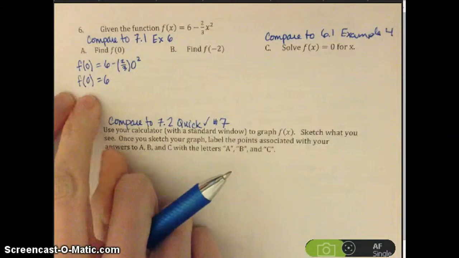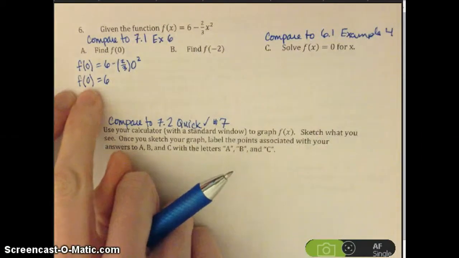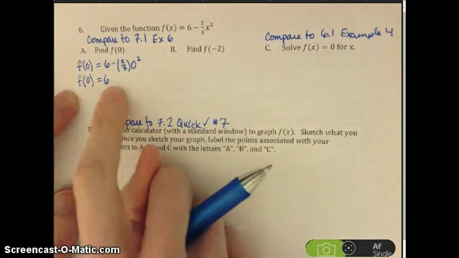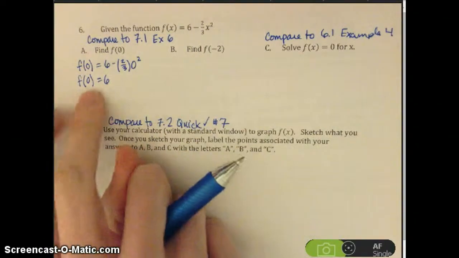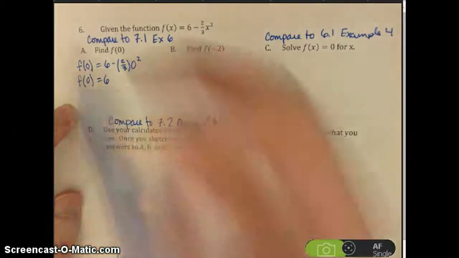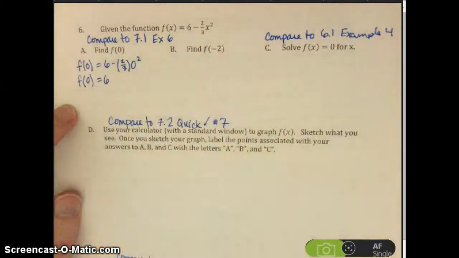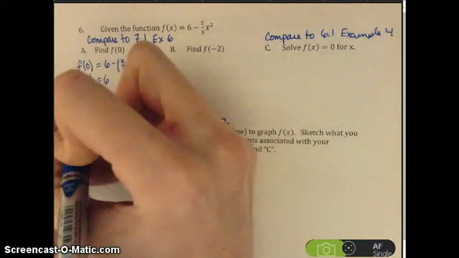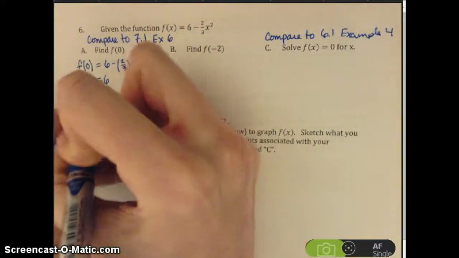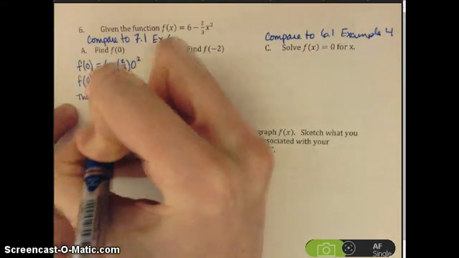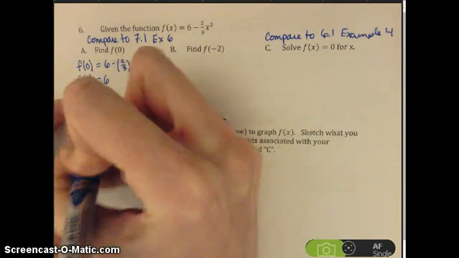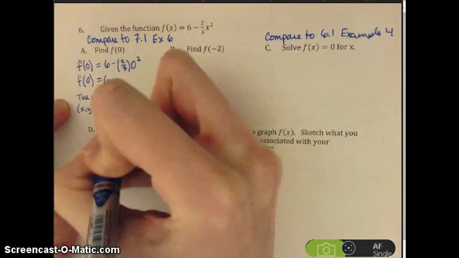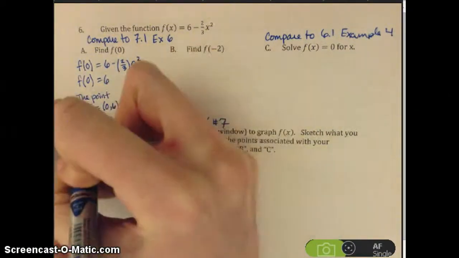So as I mentioned, that 0 stands for x, and then f of x is another way of saying y. So I read ahead to part D, and so I'm going to make a note that the point x, y equals 0, 6 is on the graph.